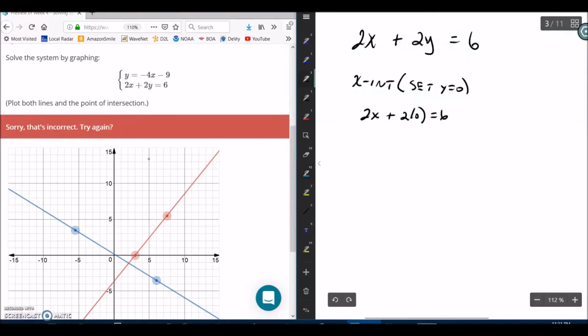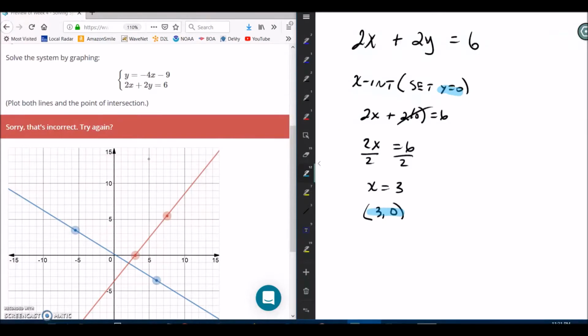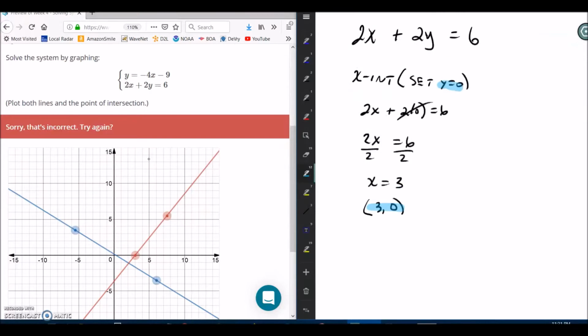Alright, now we solve it. So this term goes away, so I've got 2x is equal to 6. Divide both sides by 2. We get x is equal to 3. Now this is the point x 3, y 0. Remember, we got it by setting y equal to 0. Right, that's the x-intercept.